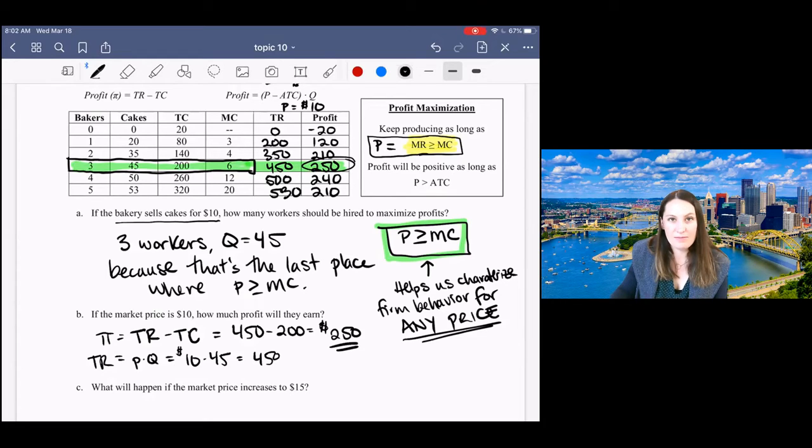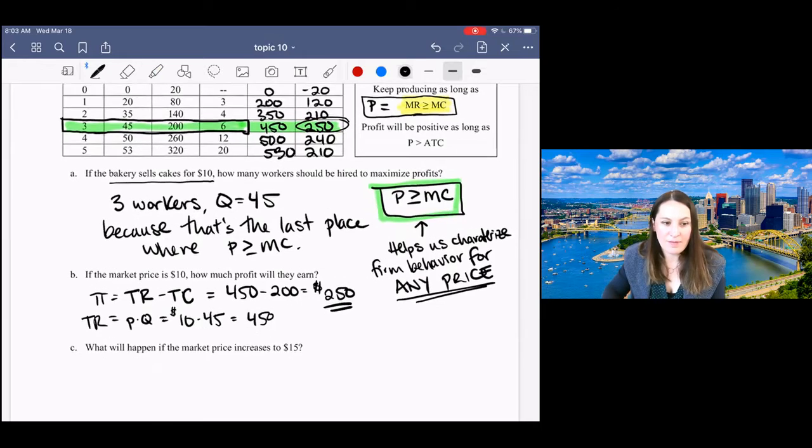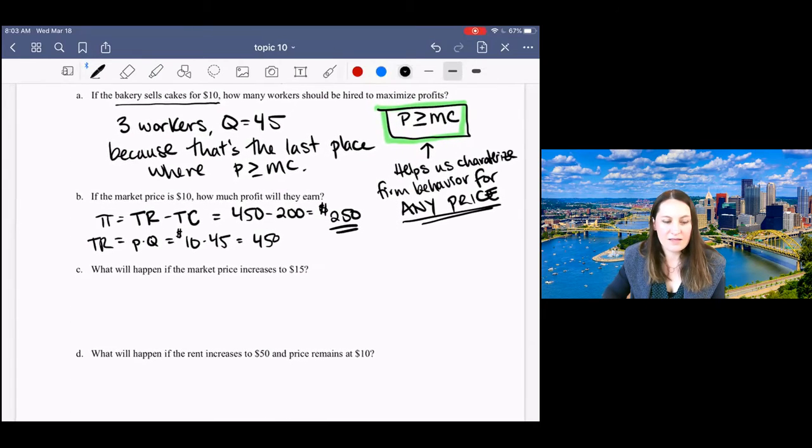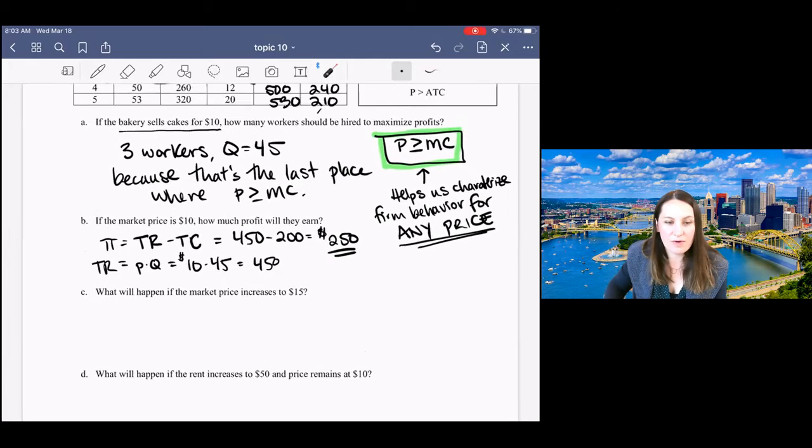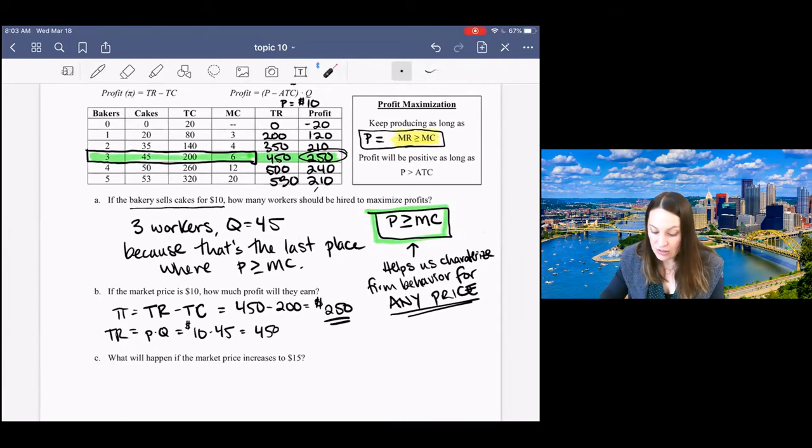Right? Great. So now the next part of the problem is asking me, what happens if the price goes up to $15? And now you can see the value of this decision rule, right? Because you could go back and recalculate total revenue and profit for all of these different options at a price of $15 and then pick the highest one. But that would be a lot of extra calculations. Instead, we can just use this price is greater than marginal cost decision rule, right, to just read off the table what the answer is.